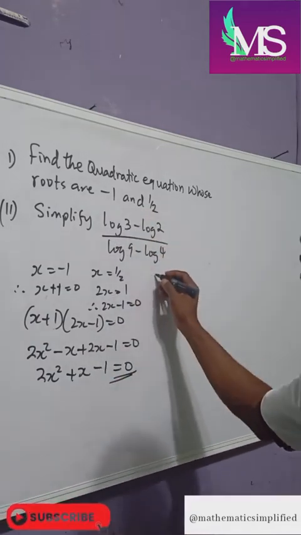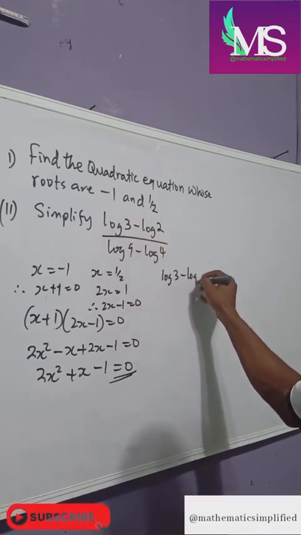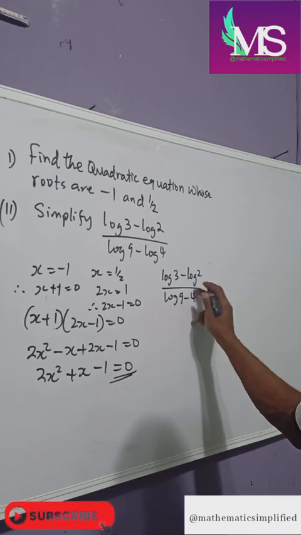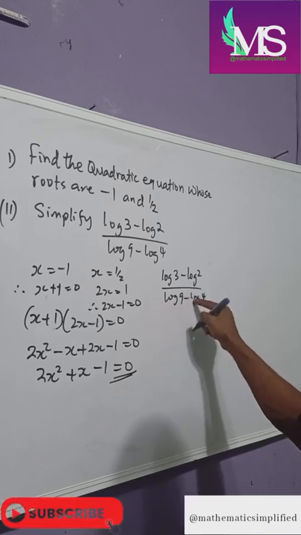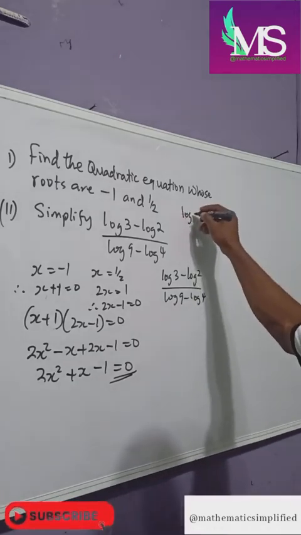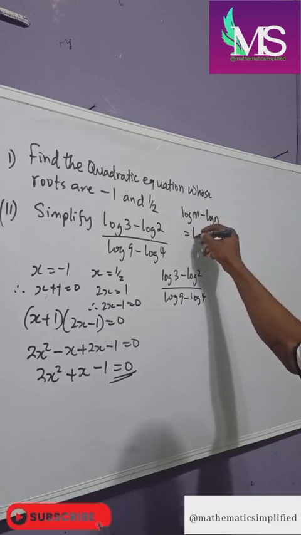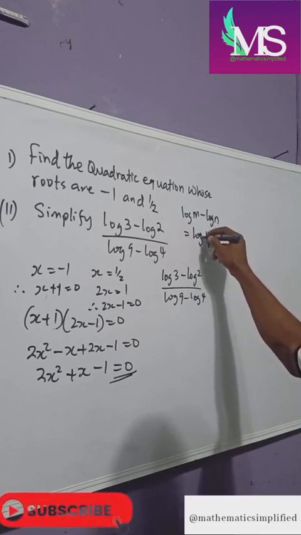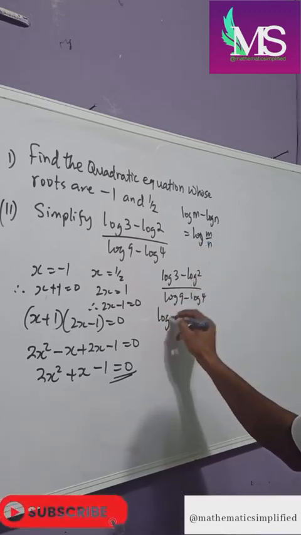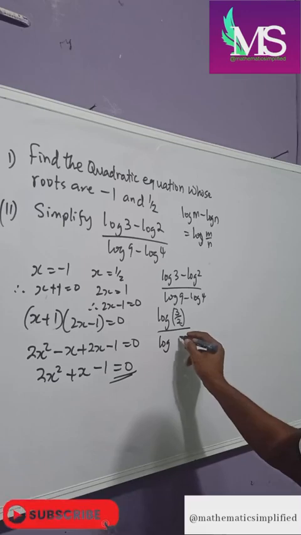Now, to the second part that says simplify (log 3 minus log 2) all over (log 9 minus log 4). Okay, now we know that in log, if we have log m minus log n, it will give us log m over n. Now applying this law here, this becomes log 3 over 2 all over log 9 over 4.